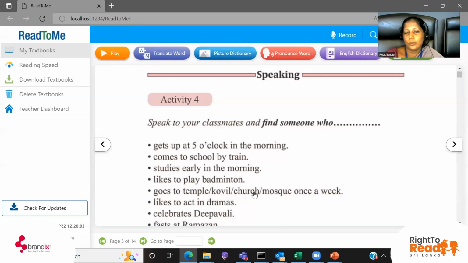It's according to you, right? So like to play badminton, although here in the book says some students like to play badminton, but some students like to play chess. Some may like playing cricket. Some may have a likeness to play volleyball, football, basketball, whatever it is, according to their likes and dislikes, right? So going to temple or kovil, of course, it depends according to your own religion, right?